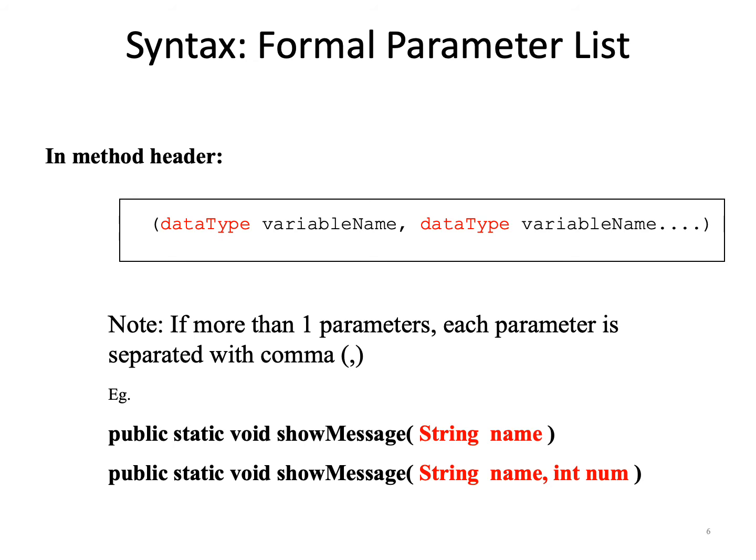In our method, we can have as many formal parameters as we want. If we have more than one parameter, each parameter needs to be separated with a comma. An example of it is public static void showMessage(String name, int num). Here, the parameters are String name and int num. We can have the list of parameters of different types.